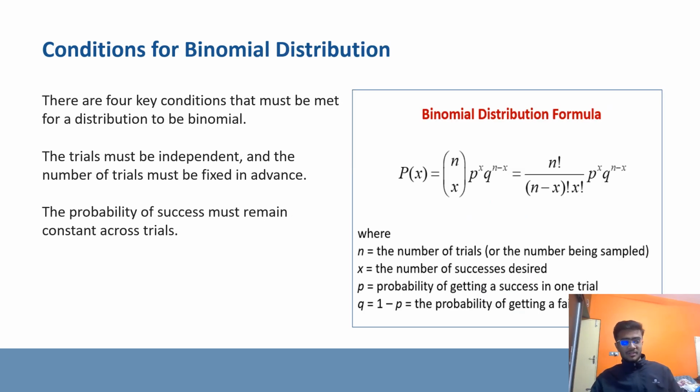Conditions for binomial distribution. There are 4 key conditions that must be met for a distribution to be binomial. The trials must be independent and the number of trials must be fixed in advance. So the trials must be independent, and the second one will be the number of trials must be fixed in advance, meaning first we should fix the number of trials. The probability of success must remain constant across trials. So the probability of success should not change at any point of the trial. Binomial distribution formula: P of x is equal to nCx p to the power x. That's the same thing over here, what we read before.